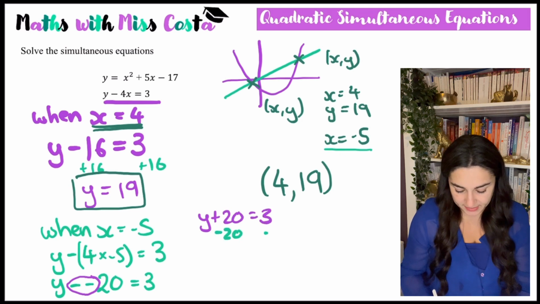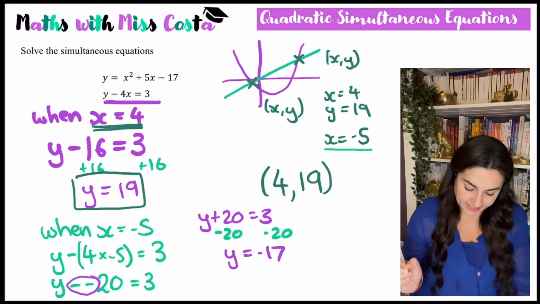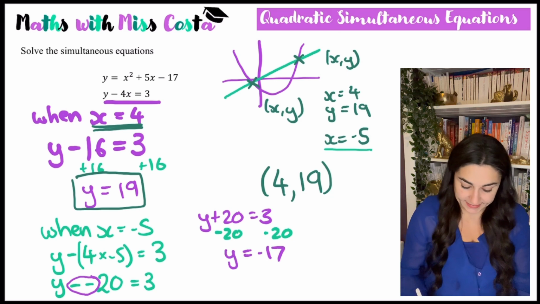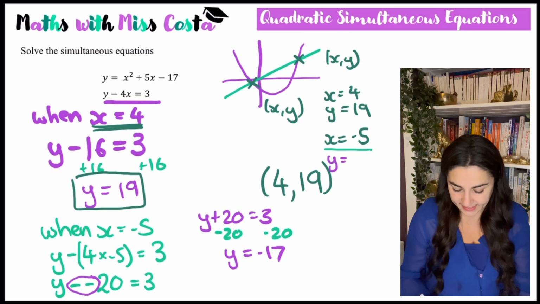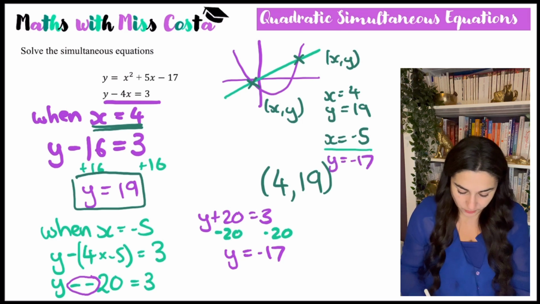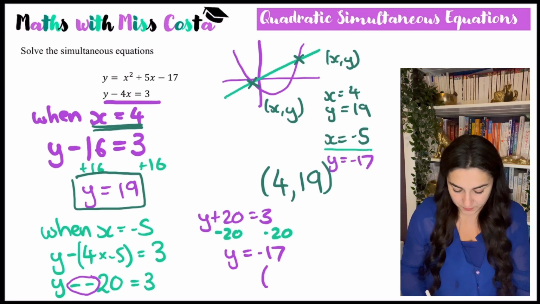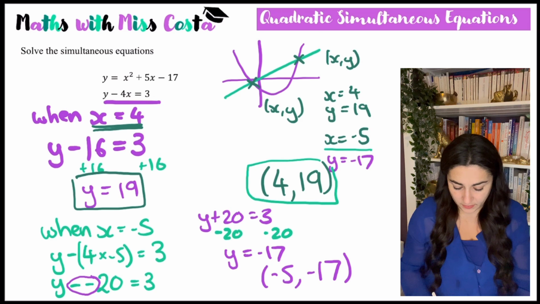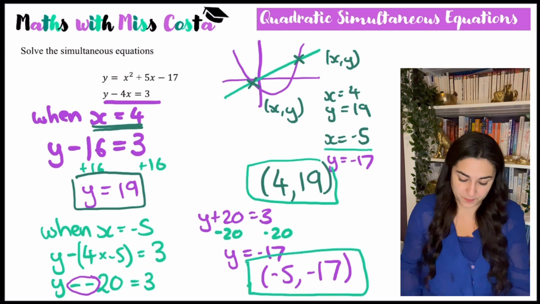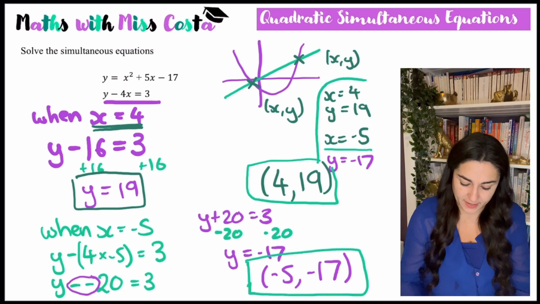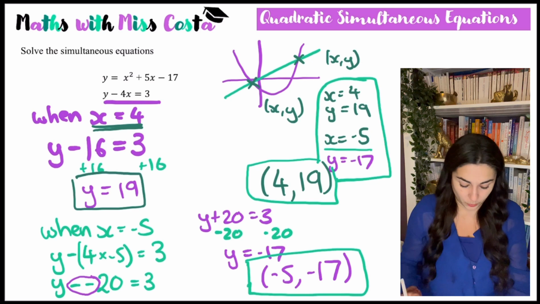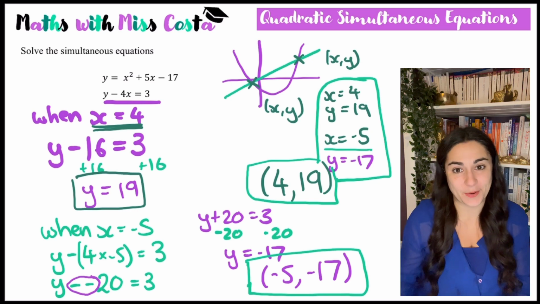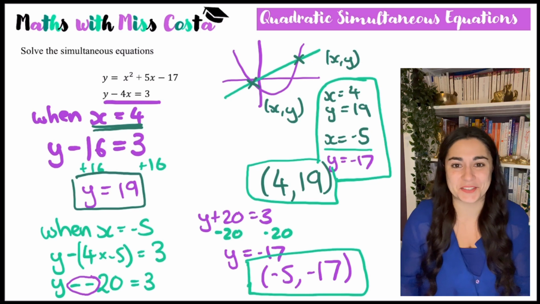I'm going to subtract 20 from both sides, and I'm going to be left with 3 take 20, which is negative 17. So when x is negative 5, y is negative 17. So the second coordinate, or the second solution, would be negative 5, negative 17. I'm just putting it in its coordinate form. And there would be your solution. So you can either represent them like this, where you just write them all out, or you could put them as coordinates. And that's how we solve quadratic simultaneous equations.